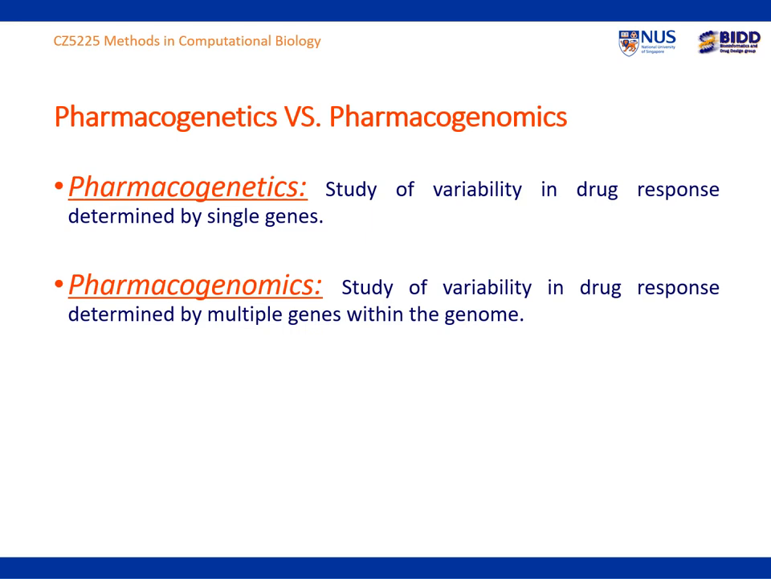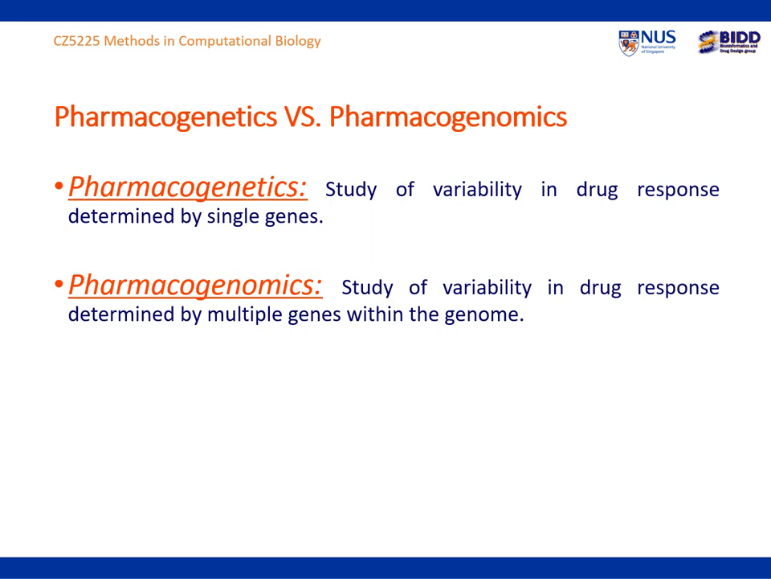It is a science that examines the inherited variation in genes that dictate drug response, and explores the way in which these variations can be used to predict whether a patient will have a good response to the drug, or a bad response to the drug, or no response at all to the drug.